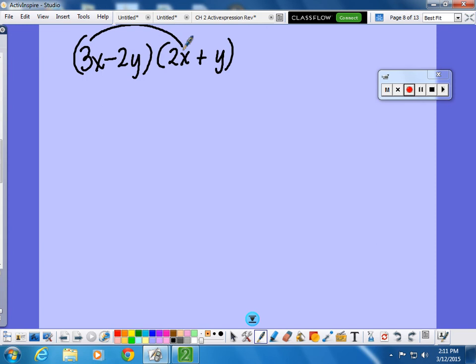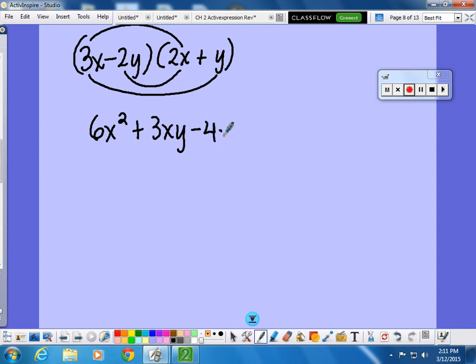Alright, first, 3x times 2x is 6x squared, just like it has been. The difference is going to be your outer, inner, and last. Outer, 3x times y is 3xy. Inner, 2x times negative 2y is negative 4xy, because 2 times 2 is 4, and then times x and times y. Does that make sense? If that makes sense, we're home free.